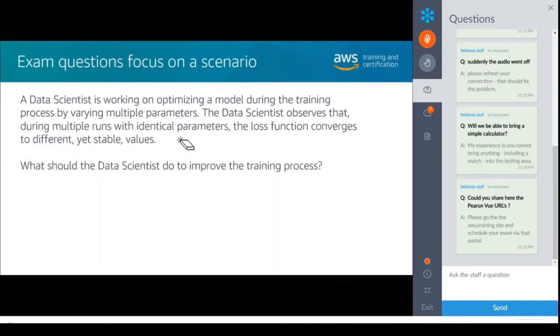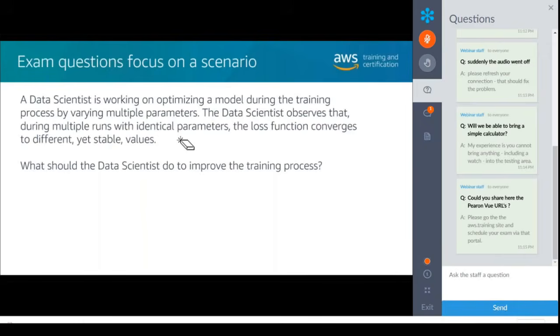So exam questions do focus on a scenario. So here's an example. A data scientist is working on optimizing a model during the training process by varying multiple parameters. The data scientist observes that during multiple runs with identical parameters, the loss function converges to different yet stable values. What should the data scientist do to improve the training process?